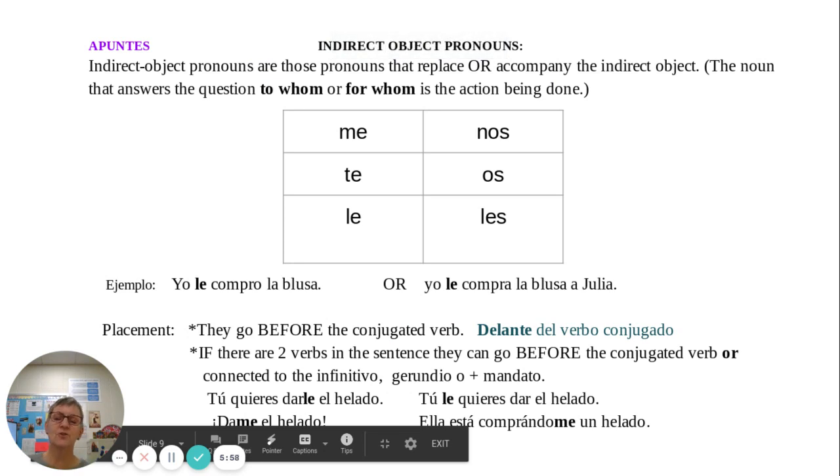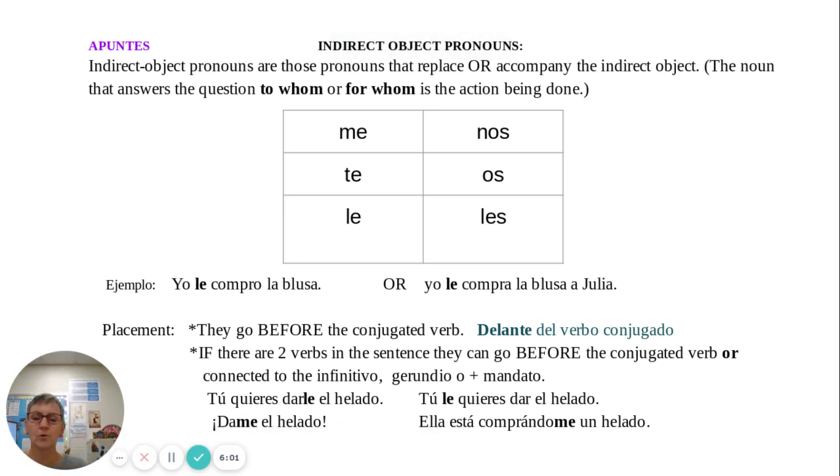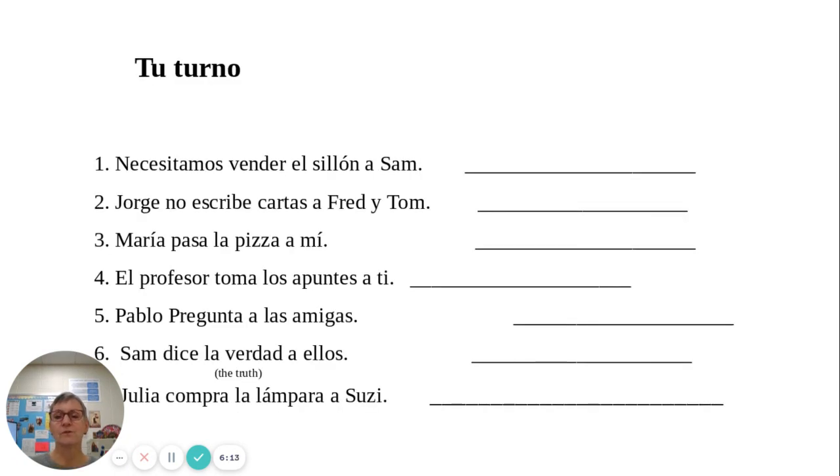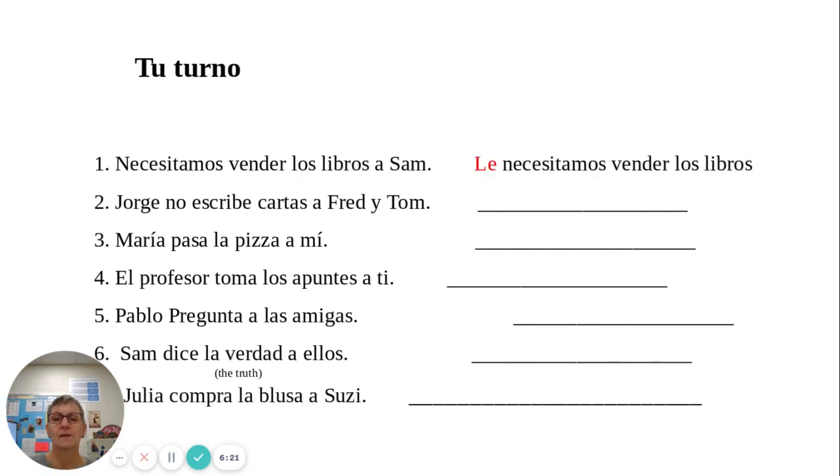So go ahead and take out your cuaderno and write down these apuntes. Pausa el video and return when you are ready. ¿Listos? Okay, it's tu turno. Rewrite the sentences using indirect object pronouns. So look at the first one. We need to sell the books to Sam. Who are we selling them to? To Sam. So we replaced Sam with le, and this time we put it in front of the conjugated verb. Pausa el video y escriben las respuestas.